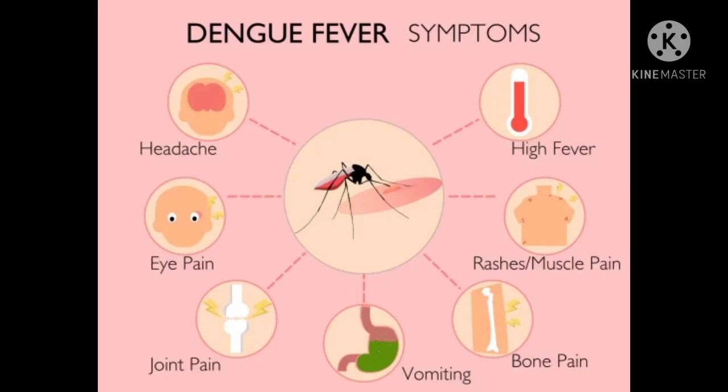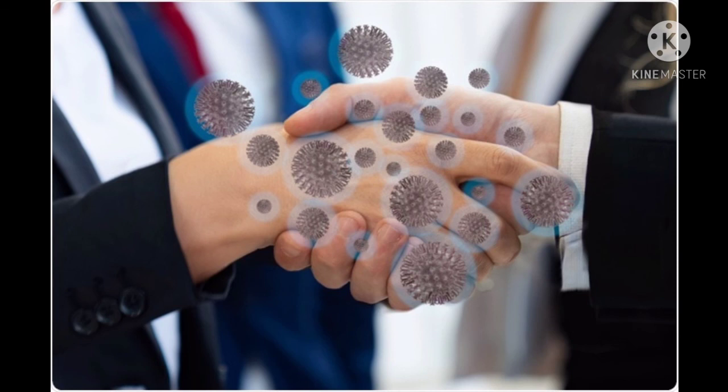Keep the surrounding area free from garbage. Eliminate the sites that breed mosquitoes by emptying stagnant water from buckets, flower pots, and barrels. Now students, let's have a look at the next subtopic, that is spread of diseases by direct contact.